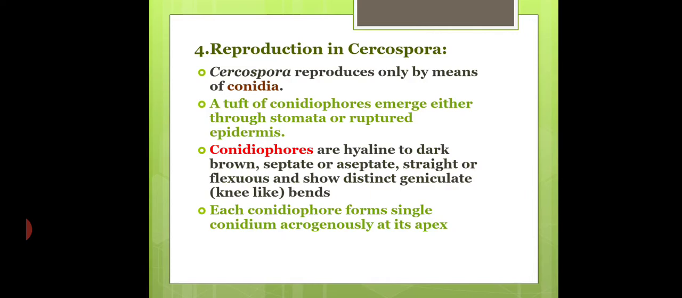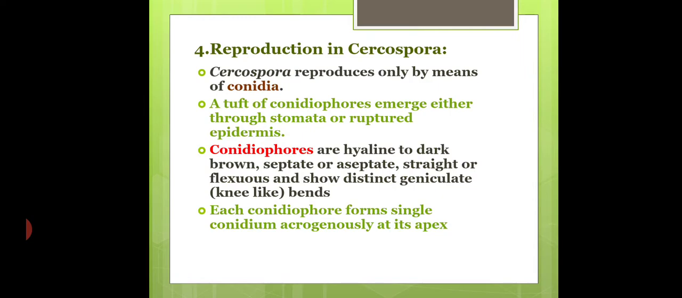Then the reproduction is very simple in this infectious parasitic type, it reproduces only by means of conidia. A tuft of conidiophores emerges either through stomata of the leaf, it is not stroma, it is stomata, or through the ruptured epidermis, and the conidiophores develop, and they are hyaline to dark brown, septate or sometimes aseptate, straight or flexuous. Flexuous means branched.